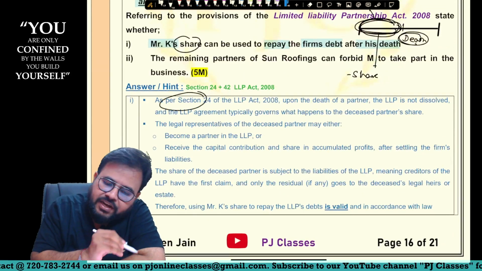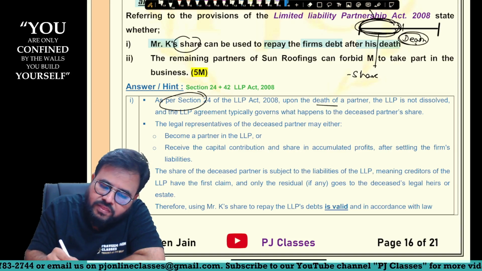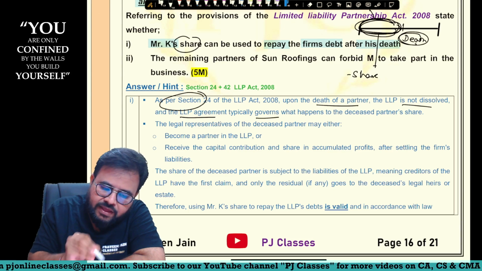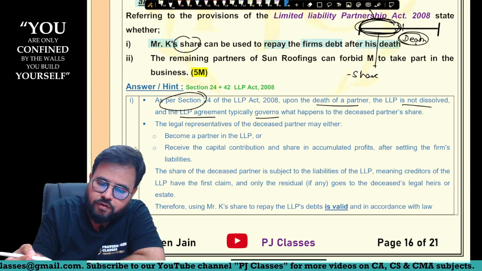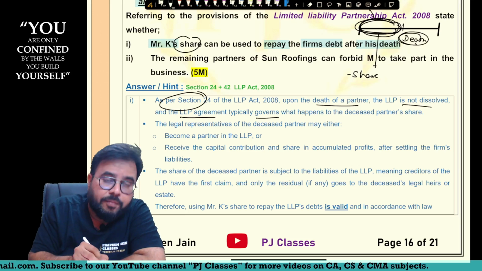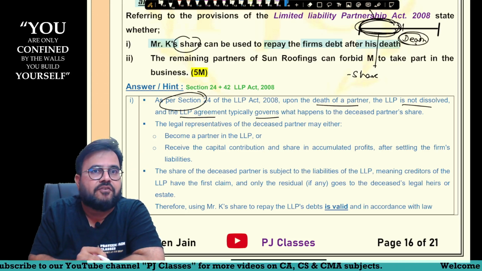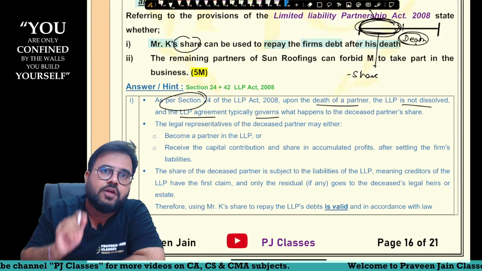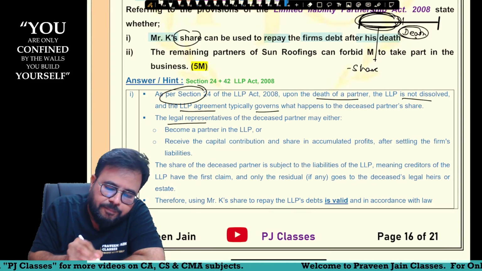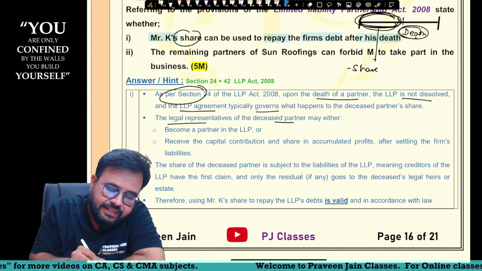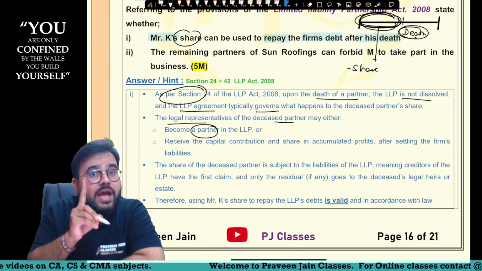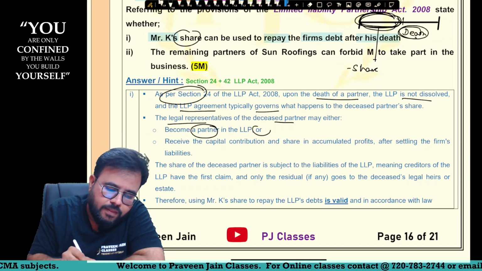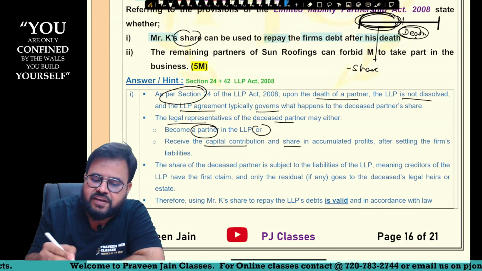As per section 24 of the LLP Act, upon the death of a partner, the LLP is not dissolved. The LLP agreement typically governs what happens to the deceased partner's share. Now remember, the exact language of 24 I have not written, sir. A little bit of twisting I have done, sir, for convenience. Exact language ke liye you have to refer to your textbook, sir. The legal representatives of the deceased partner may either become the partner, now remember, you can become a partner only upon approval from existing partners, or receive the capital contribution and share in the accumulated profits.